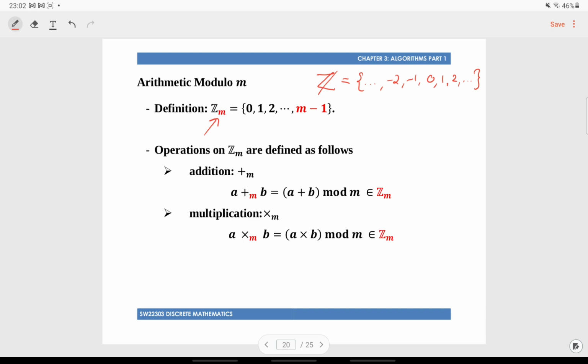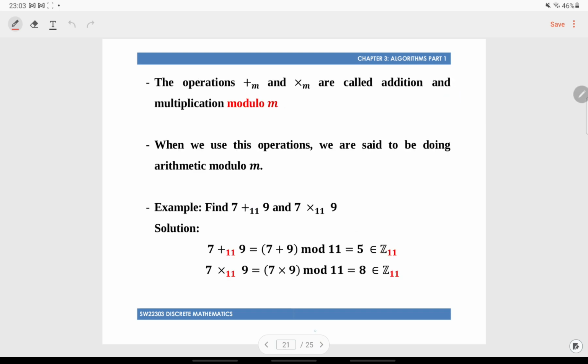But when we put subscript M, Z sub M, that means the entries for this set are limited to all integers between 0, including 0, until M minus 1. That is what happens to this set when we put the subscript M. So the number of entries becomes smaller. The set starts with 0 as the smallest element, and then it moves to 1, 2, up to M minus 1.